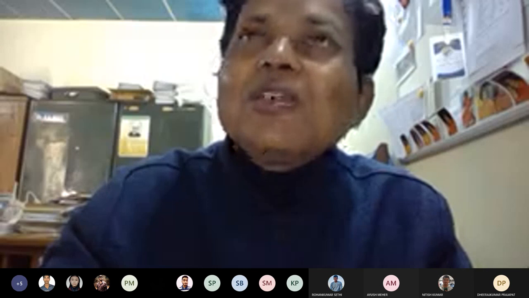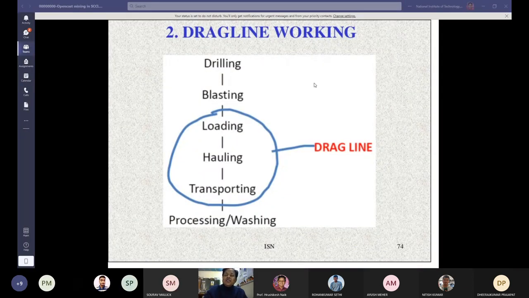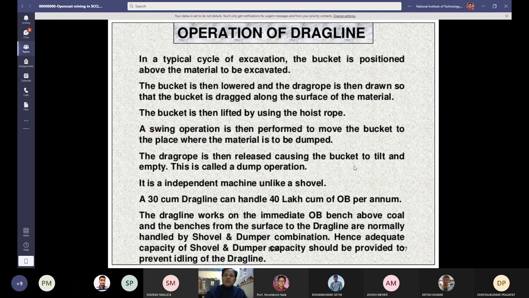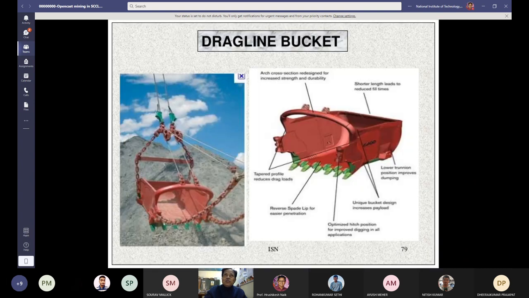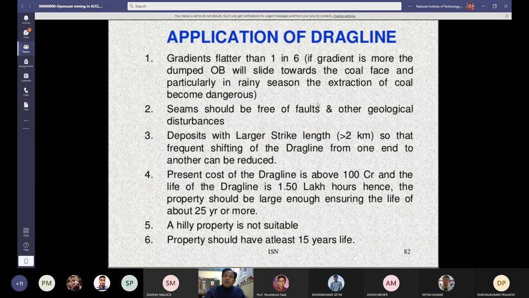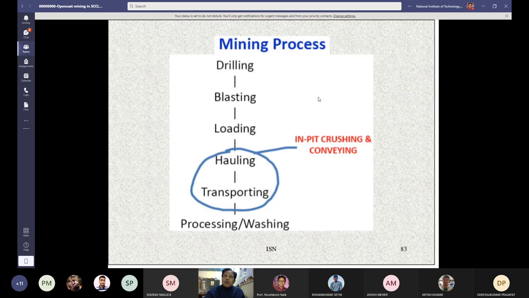Welcome to this class. In the last class, we discussed drag line mining, how the drag line works and is operated in open cast mines. We also discussed the drag line bucket, how it is used for dragging the material, and the boom length of the drag line, which is responsible for transportation of material from the overburden bench to the decoaled area. And we have also seen where the drag line can be applied in open cast mining.